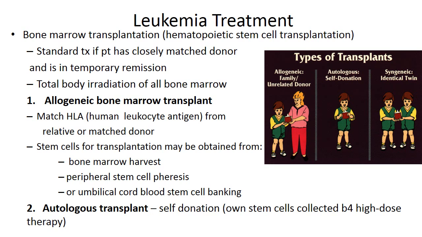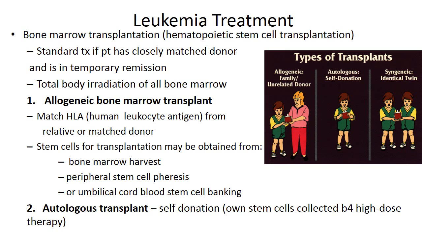So with leukemia, we have kind of discussed how to treat the different risks. The patients are at risk for infection, so we would want to treat them with something to help cure that infection. However, the general leukemia treatment is a bone marrow transplant, or a hematopoietic stem cell transplant. It's the standard treatment if the patient has a closely matched donor and is in temporary remission. So when we think of these leukemia patients, this is what they want to have done so that they can be cured and have all the bone marrow affected with the leukemic cells replaced with healthy bone marrow.